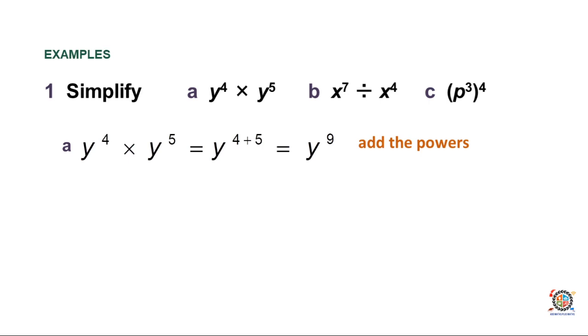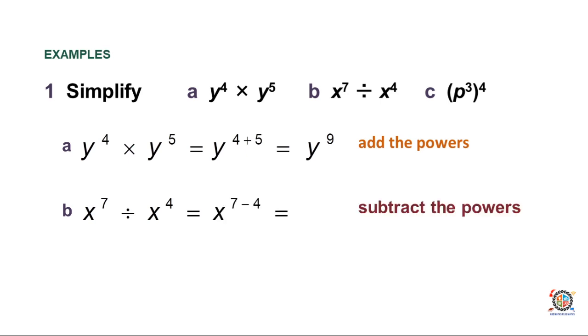Next, letter B: x to the power of 7 divided by x to the power of 4. It will lead you to using rule number 2, which means I am going to subtract the indices 7 and 4. 7 minus 4 is equivalent to x to the power of 3.